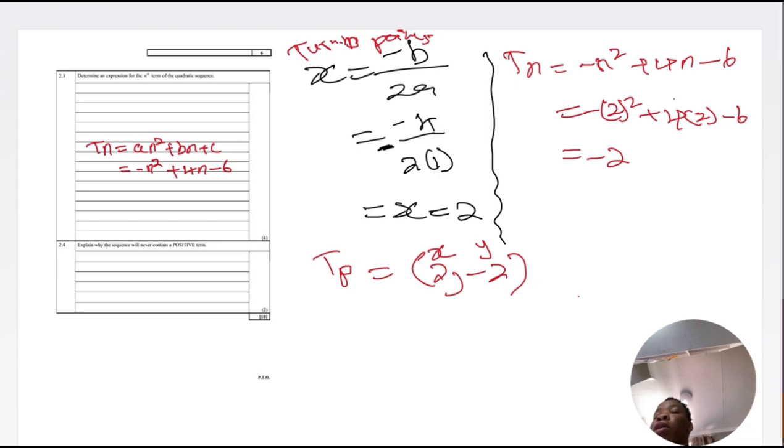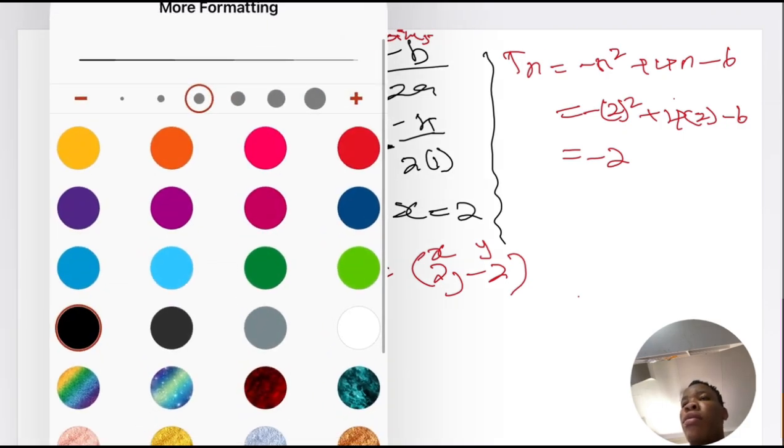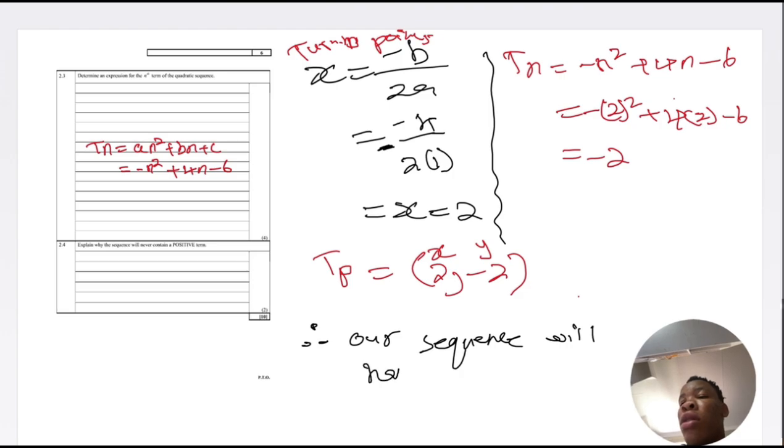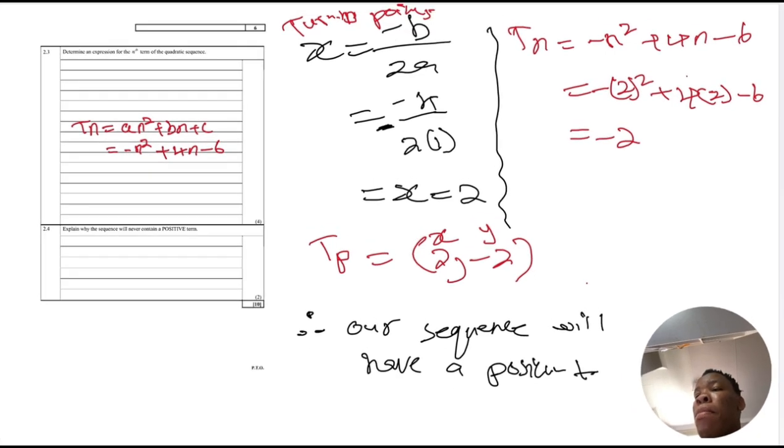So the turning point is 2 and negative 2, which means our graph will be something like this. That means our graph will never have, therefore our sequence will never have a positive term. Okay, then let's move to the next question.